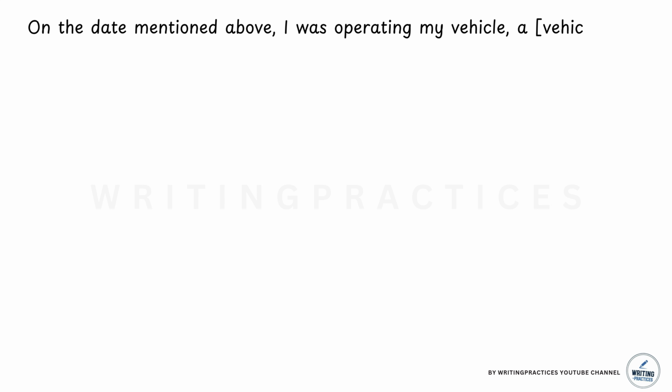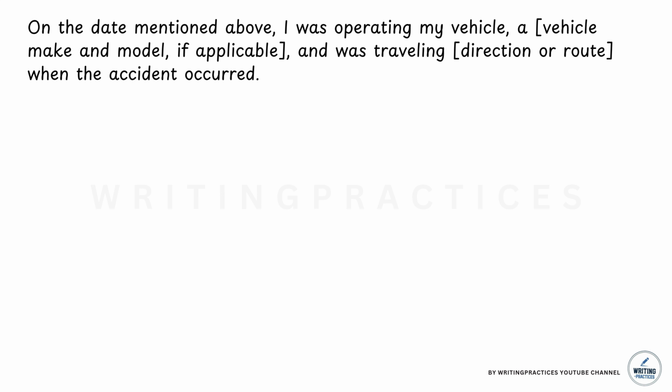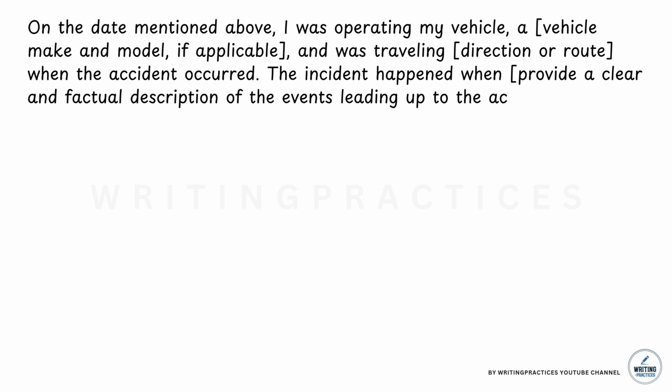Accident description paragraph. Next, explain what happened leading up to the accident. For example, on the date mentioned above, I was operating my vehicle, a 2022 Toyota Camry, and was traveling eastbound on Jefferson Street when the accident occurred. The incident happened when a vehicle ahead of me stopped suddenly at an intersection, resulting in a collision despite my attempt to brake and avoid impact. This paragraph provides the factual sequence of events leading up to the accident. Presenting the information in chronological order helps the reader understand exactly how the incident unfolded and reduces the possibility of misunderstandings.